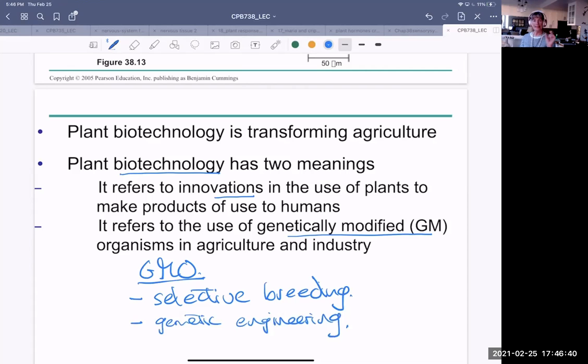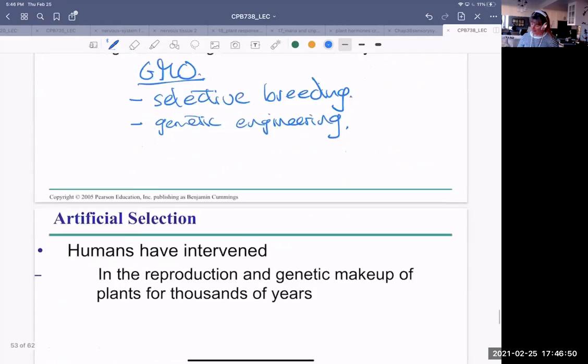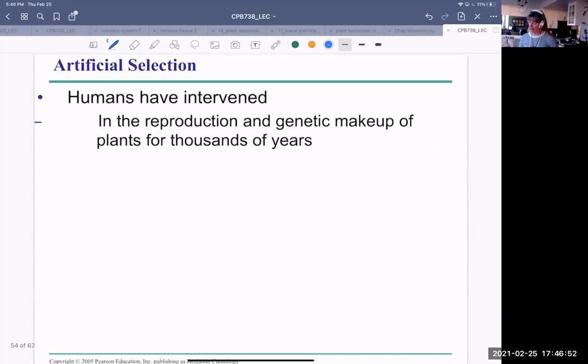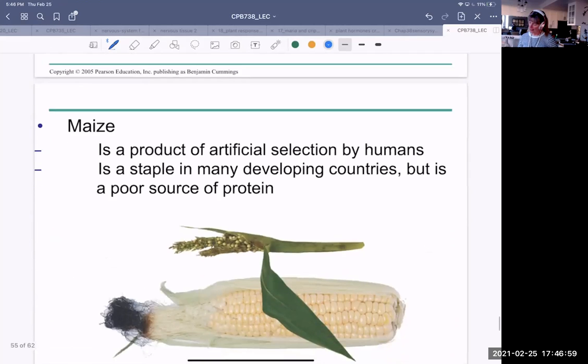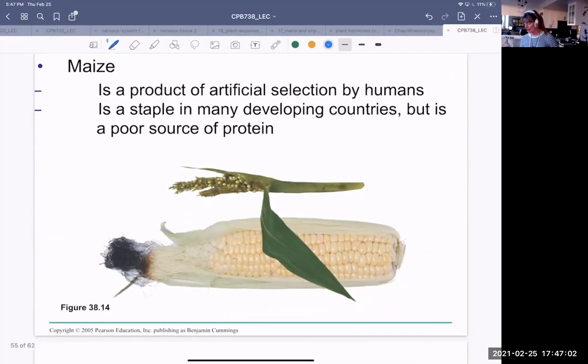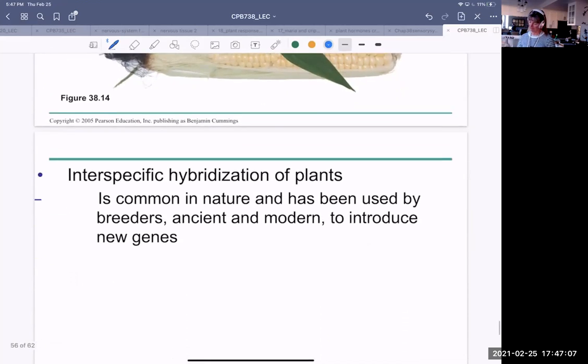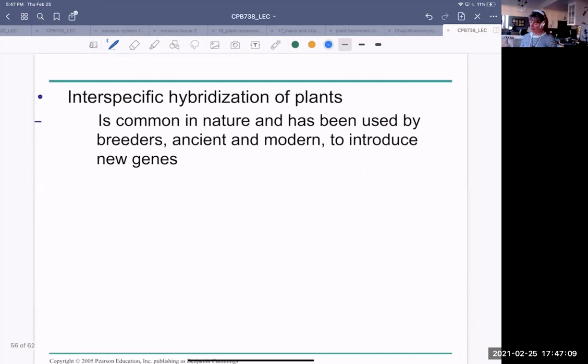The other type of genetically modified organism is made by genetic engineering, where you can place a gene from one species into another species. That's very useful in a lot of cases. Artificial selection, of course, is where humans select the genetic makeup. We've been doing it for thousands of years. Maize is a product of artificial selection, but it's not a great source of protein. Hybridization of plants is pretty common in nature, so it's used by breeders.